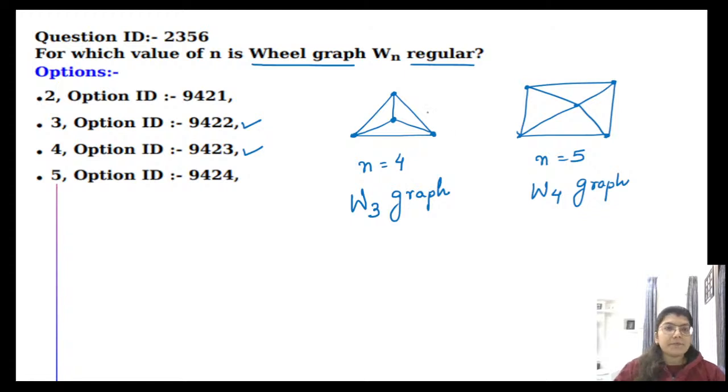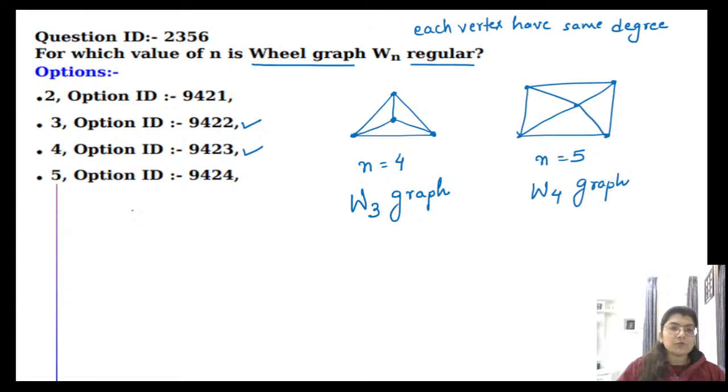Now if you see, for what value of n is wheel graph Wn regular? Now first, what is regular? Regular is basically that graph where each vertex has the same degree. Right? ठीक है, what is regular graph? Regular graph is that graph where each vertex has the same degree.